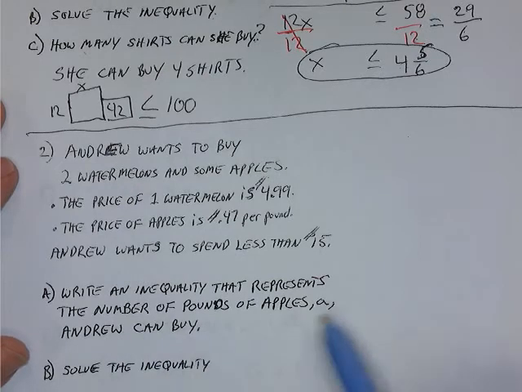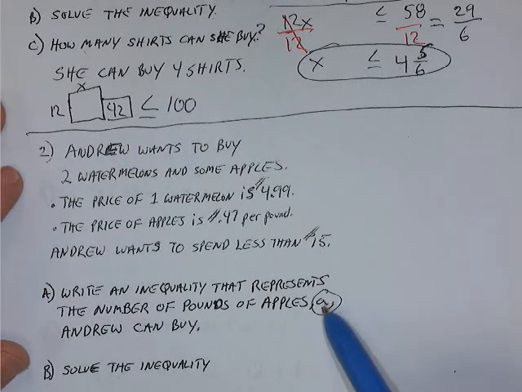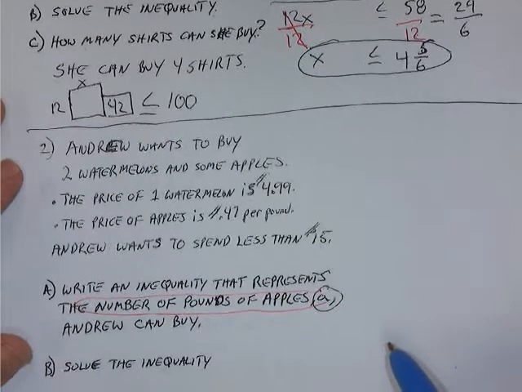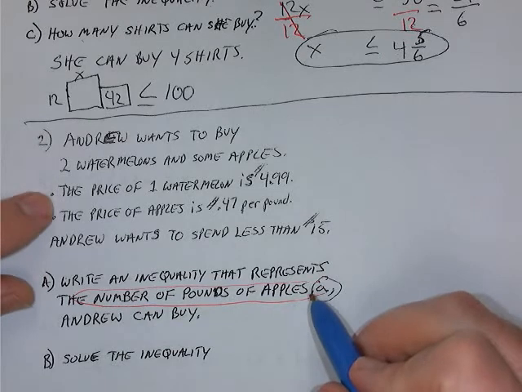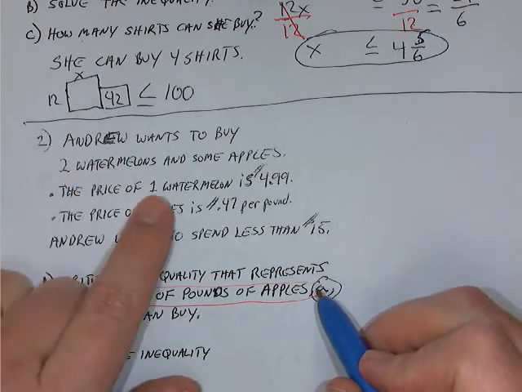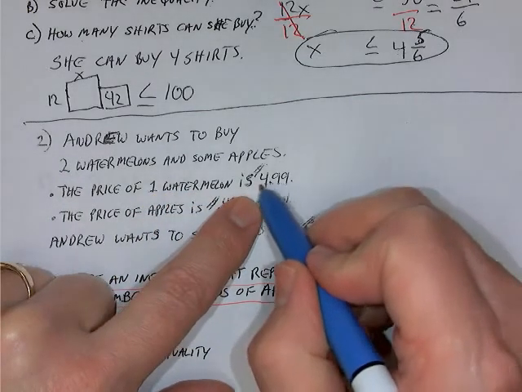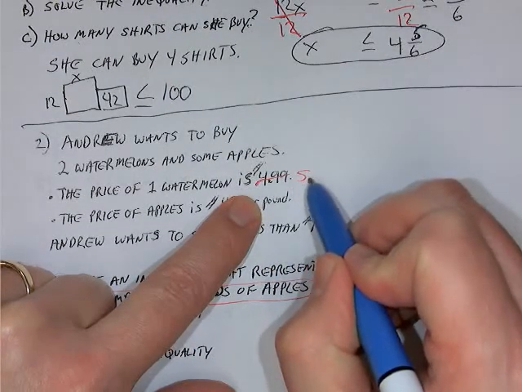Okay, well right now we already know what A is, right? We just defined our variable. A is going to be the number of pounds of apples. So I'm not going to rewrite that because it's right there. Okay, so let's see what we have here. First of all, he's going to buy 2 watermelons, it says here. Well, 1 watermelon is $4.99. Oh, you know what? I'm just going to change that. Let's round that up to $5. I'm just going to say 5.